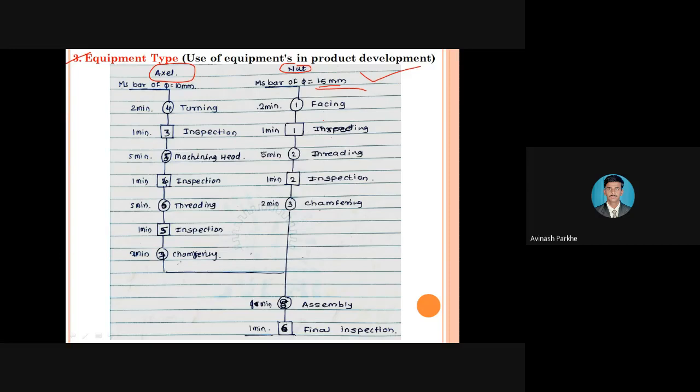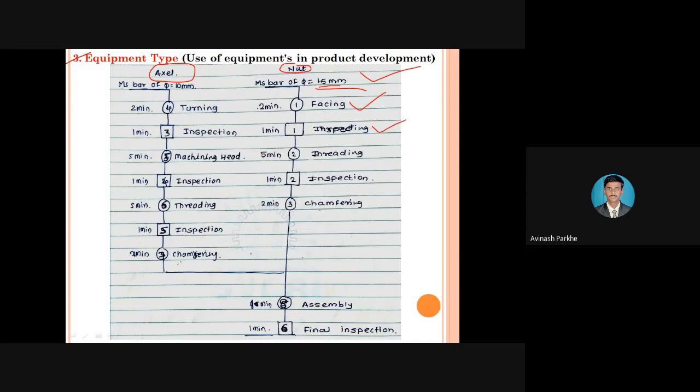But here, the movement of the material from one location to another location, or the movement of the man to fix that job on that machine, that movement is also not represented by using this equipment type of flow process chart. Only operations performed by the equipment are represented. So first I will start manufacturing the nut. Now the component is held on the machine, and the machine will start the operation, that is facing. The first operation is facing.